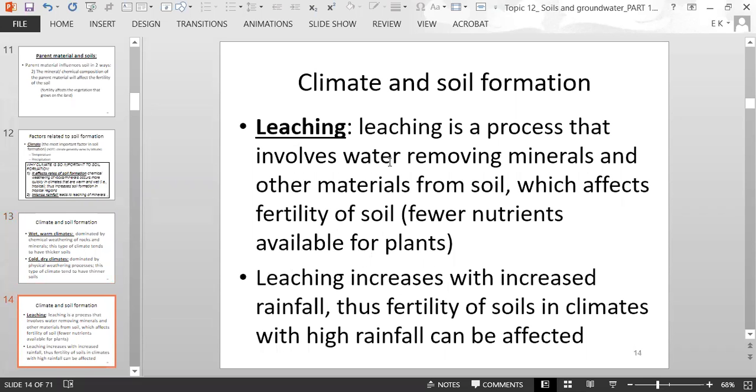So back to leaching. Leaching is a process that involves water removing minerals and other materials from the soil. So this leaves the soil with fewer nutrients that would be available for plants. You get more leaching when you have more rainfall. So the more rainfall you have, the more it's going to leach the nutrients out of the soil and affect the fertility of the soil.